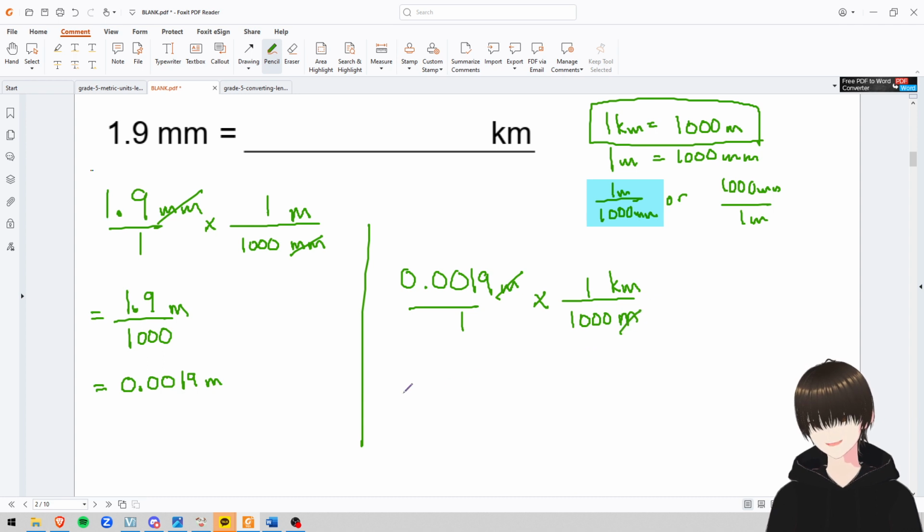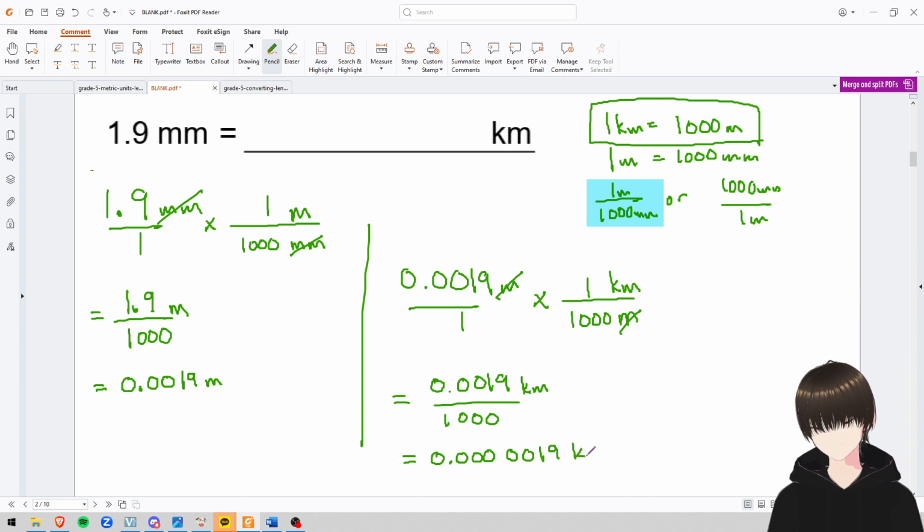Meters will cancel out, leaving me 0.0019 times 1, 1 times 1,000, and the only units left is the kilometers in the numerator. Put that in the calculator, you will get 0.0000019 kilometers.